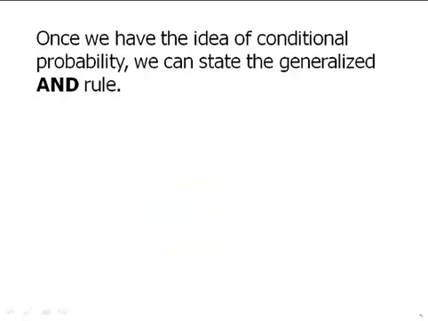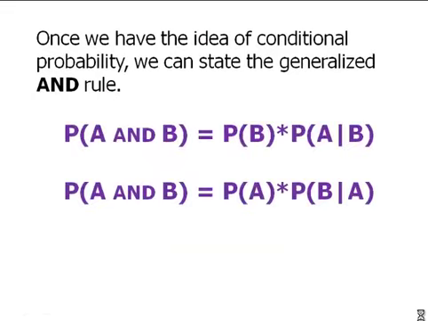Once we have the idea of conditional probability, we can state the generalized AND rule. So here are the generalized AND rules. Notice that the word AND still means multiply. That's a really good tip to hold on to. The word AND in probability does mean multiply. What changes is what we're multiplying. Now we're no longer multiplying simply the probability of A times the probability of B. That was the simple AND rule. Now when things are not independent, we have to use these more generalized AND rules.